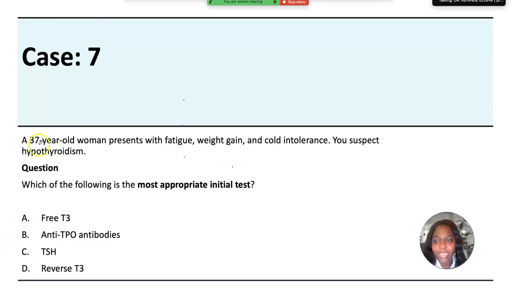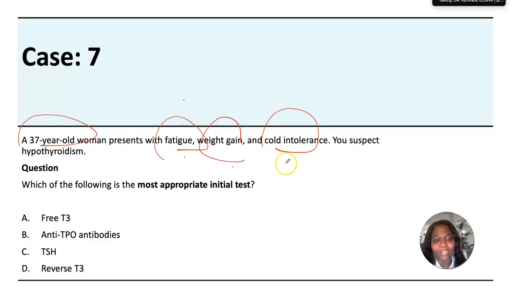What do you think? A 37-year-old woman, keyword, presents with fatigue, keyword, weight gain, cold intolerance. Of course, you know what this is already. You suspect hypothyroidism, that's a cheap question right there. They will never tell you that. But at least we know it's hypothyroidism already anyway, even before the question said it. Which of the following is the most appropriate initial test? A, T3, B, anti-TPO antibodies, C, TSH, D, reverse T3. What do we think?